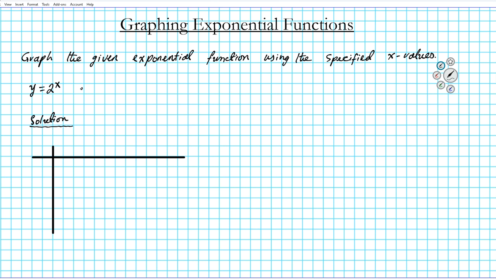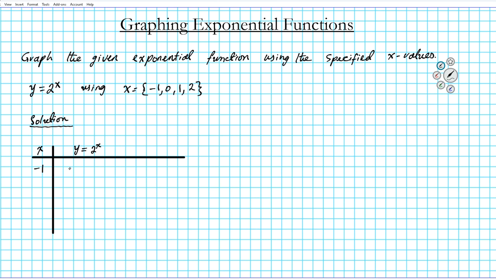So let's say that we're to graph this function y equals 2 to the x using the x values -1, 0, 1, and 2. These are the values we're going to be plugging in. So we have x, and then we're going to be carrying out computation for the y value, y equals 2 to the x, on the second column. Let's start with the first one, which is -1.